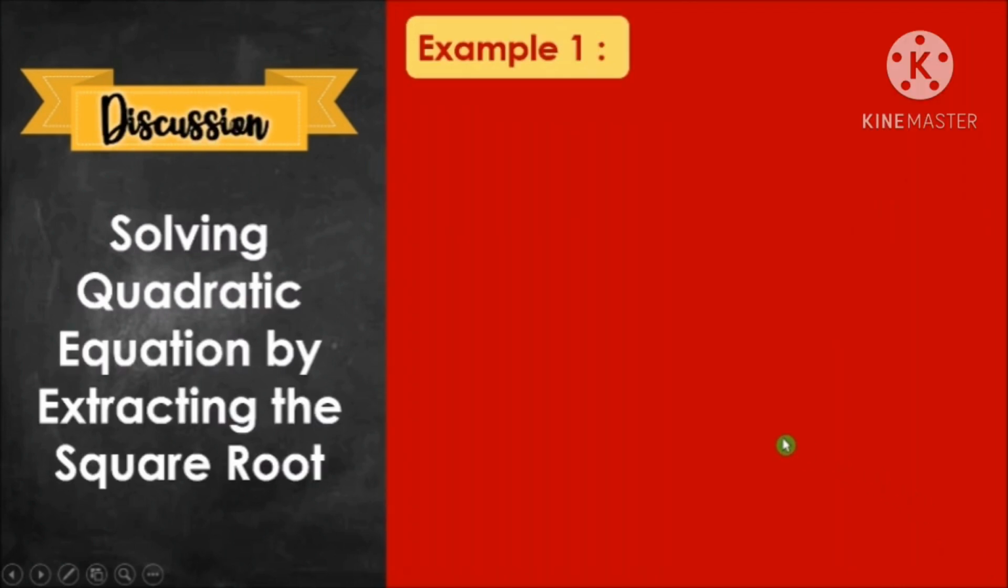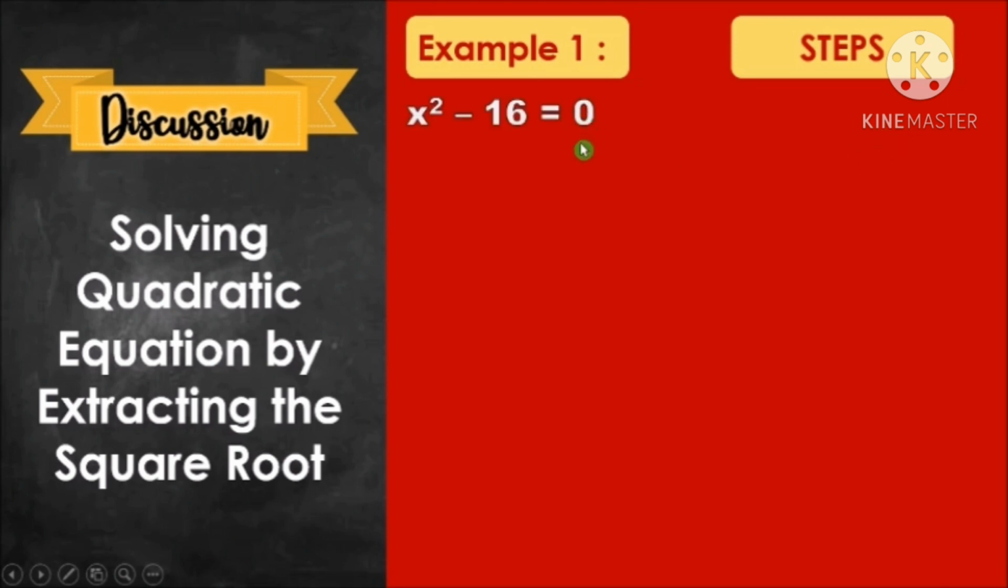So atin na ngayong simulan kung paano ba sinasagutan ang quadratic equation by extracting the square root. So meron tayo ditong example at nasa bandang kanan naman niya ang steps na ating dapat gawin. Example number 1, x squared minus 16 equals 0. At ito yung ating given.